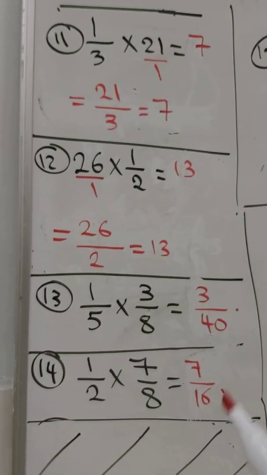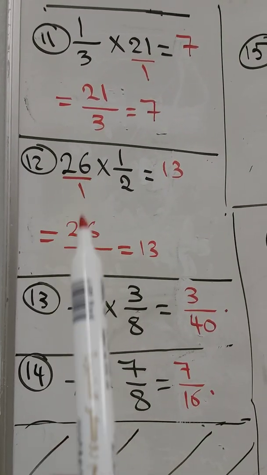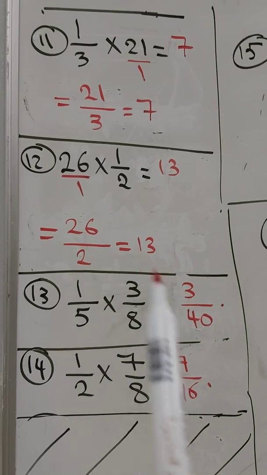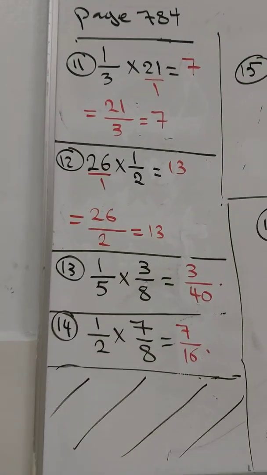So how do we multiply fractions or a fraction with a whole number, guys? If it's a whole number, we make it over 1. If it's already fractions, we multiply the numerators and the denominators. Then we simplify the answer.